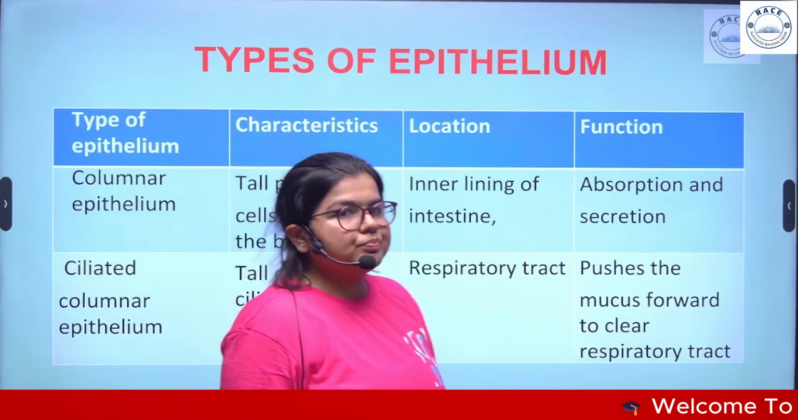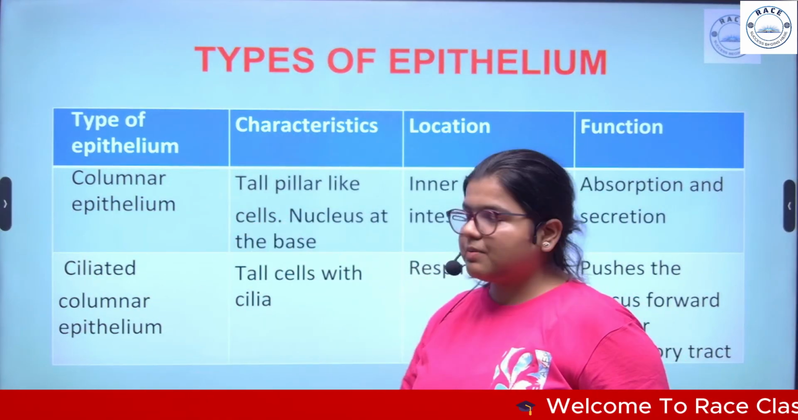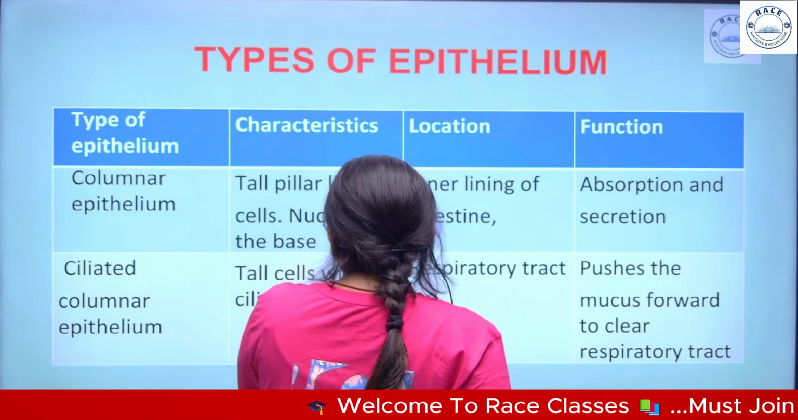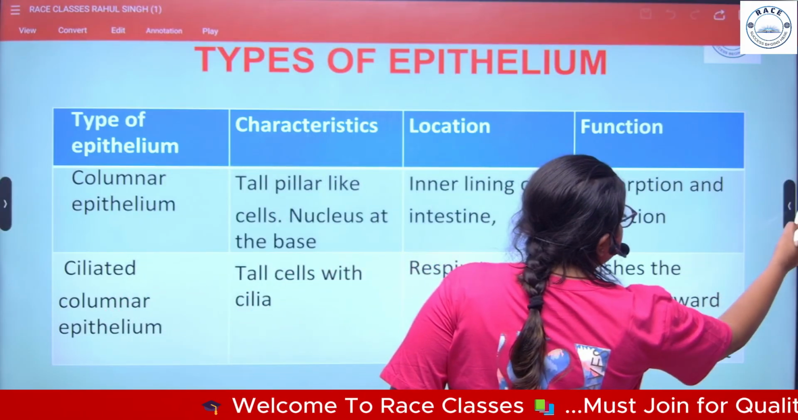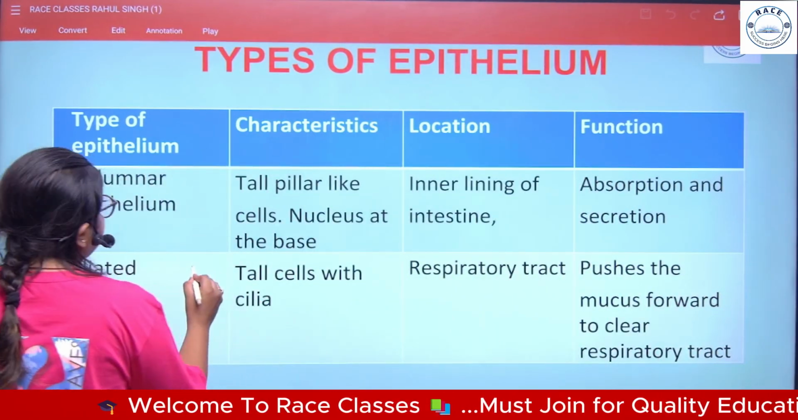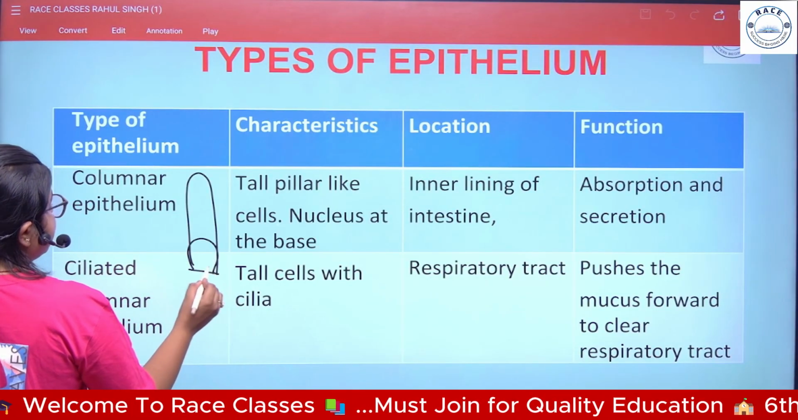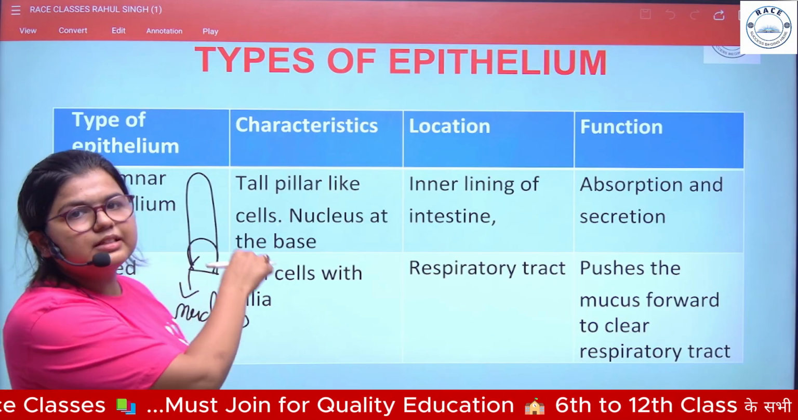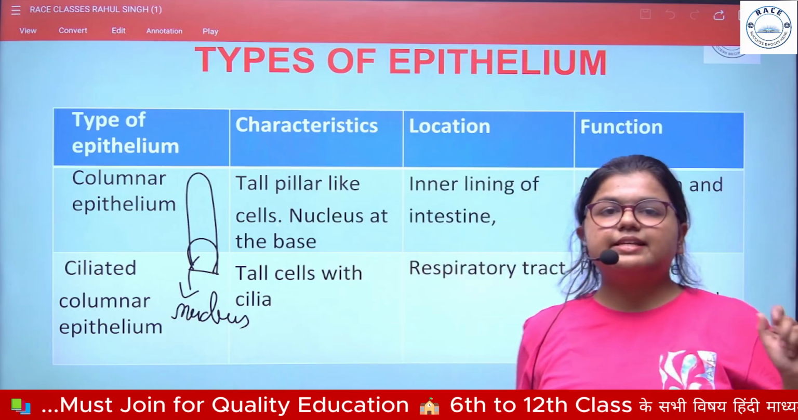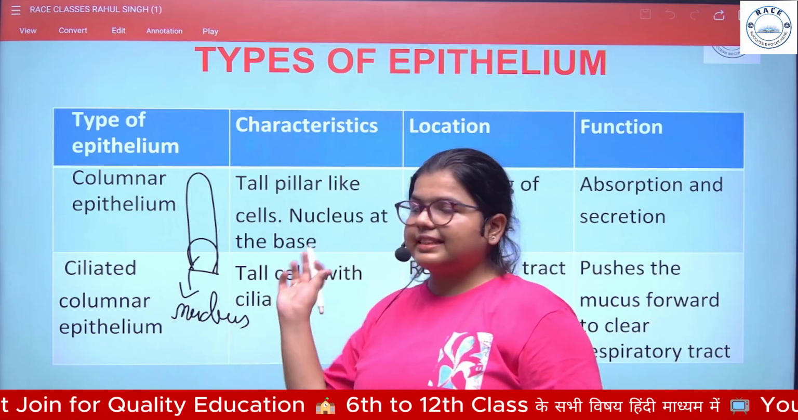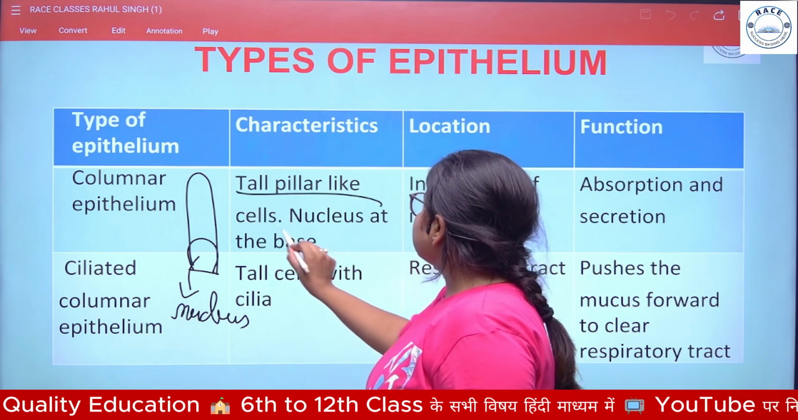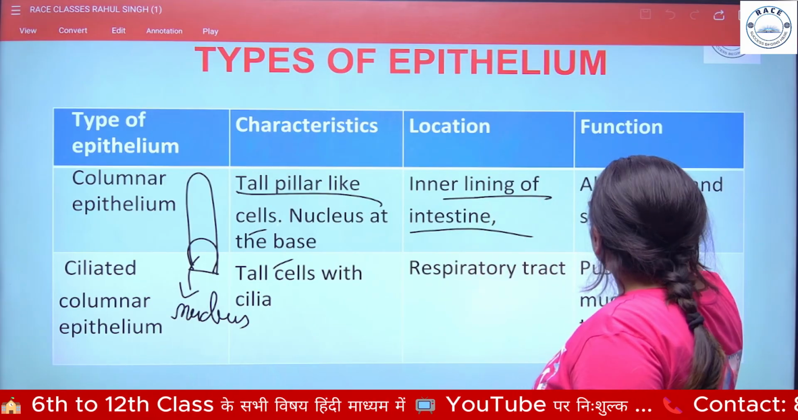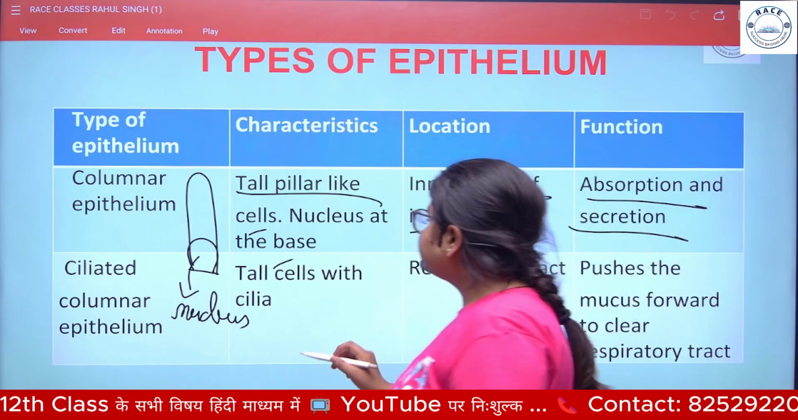Types of epithelium. Again, columnar epithelium comes into the picture. The tall pillar-like cells, nucleus at the base. One important feature of the columnar cells is that because these are long cells, the nucleus is present at the base, not in between the cells. Generally, the nucleus is present in the center of the cell, but here the nucleus is present at the base of the cell. Tall pillar-like cells, nucleus at the base, inner lining of intestine. These examples you have to learn. And the function is absorption and secretion.